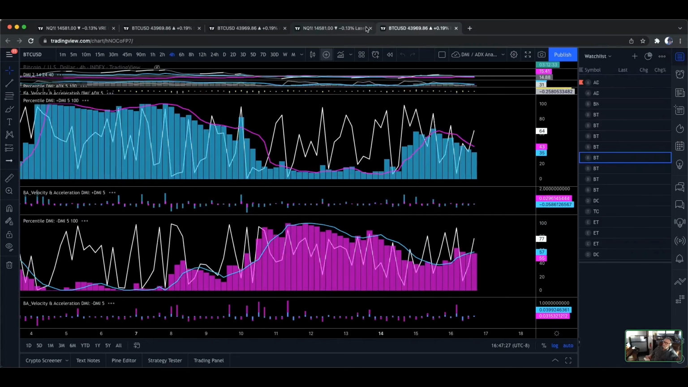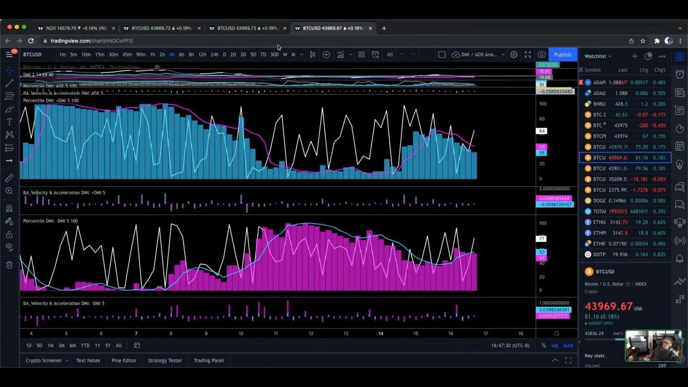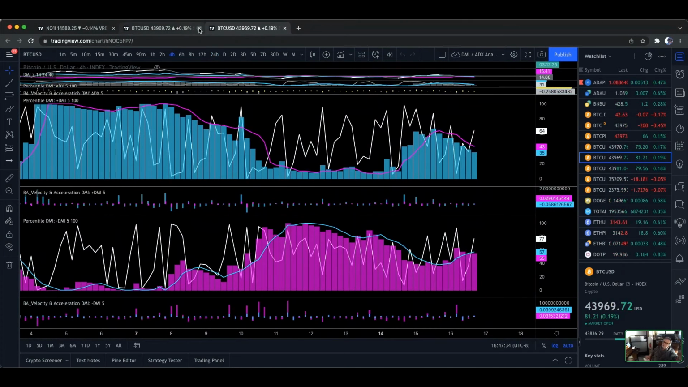I'm going to go into the end of the day, clear out some of these charts. All right, what are we looking at here? 4 hour now. I want to see the daily. There we go. That's what I'm talking about.